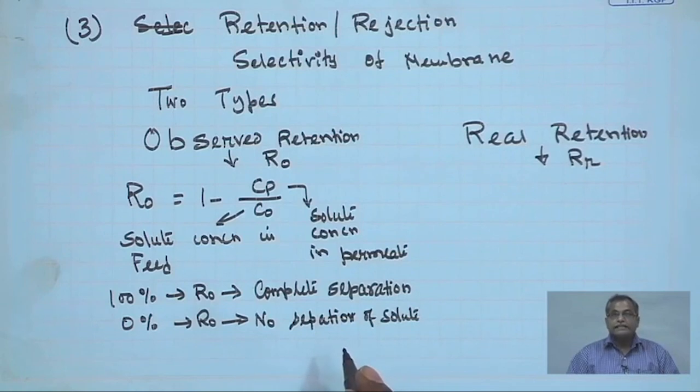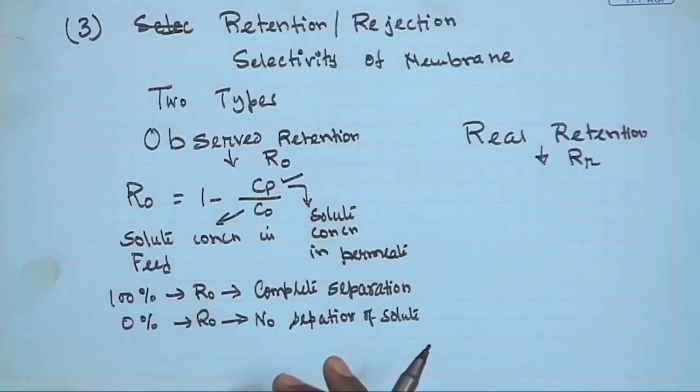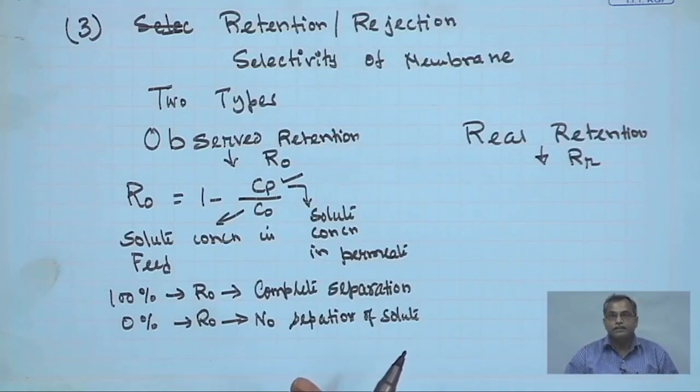Therefore, the extent of solute separation can be directly obtained by the observed retention, and it is a measurable quantity. One can really measure the observed retention, because one can get a sample of the filtrate or the permeate stream and measure its concentration through analytical instruments like refractive index, ultraviolet spectrophotometer, or atomic absorption spectrophotometer. There are many analytical instruments available for measuring concentration. So, one can take a sample of the permeate stream and determine C p, and take a sample of the feed stream and get the value of C naught. Therefore, R naught is a measurable quantity, and it directly indicates how much separation the membrane is resulting.